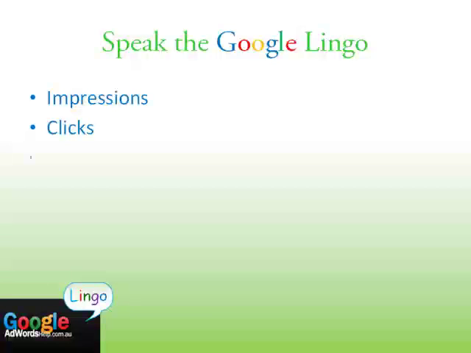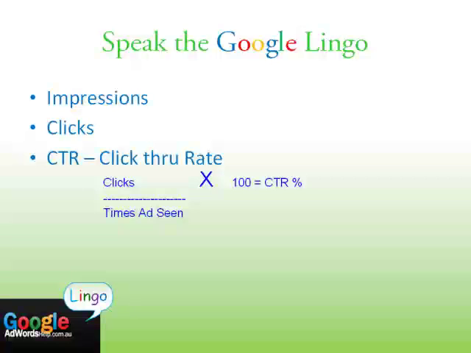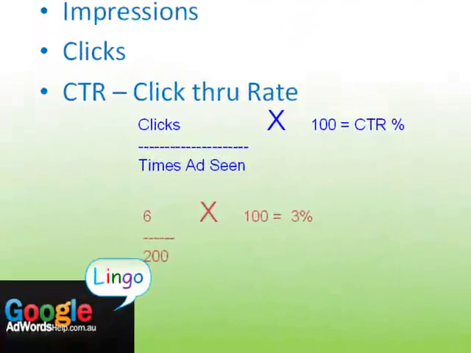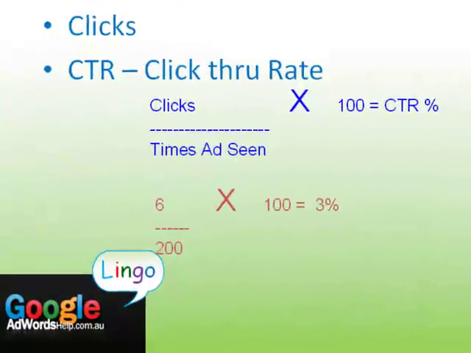The CTR or click-through rate is very important. It's calculated by dividing the clicks by the number of times the ad is seen. From the example, our ad is clicked on say 6 times, and this is divided by the number of times the ad is seen, in this case 200. And the result is expressed as a percentage by multiplying by 100, so we arrive at 3%.